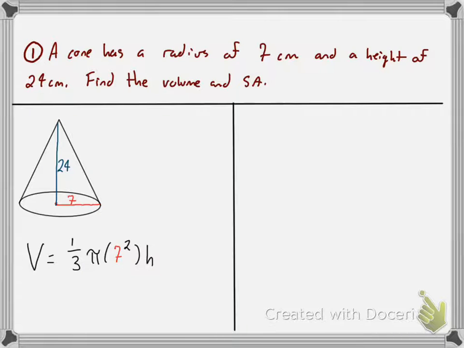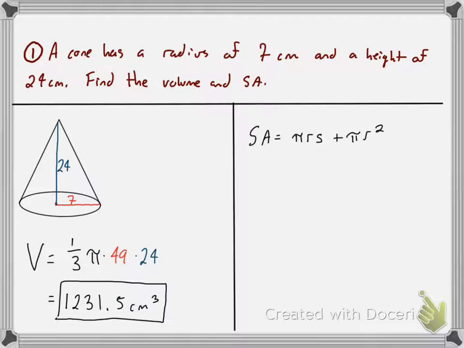So 7 squared is going to go in for my radius squared. That turns into 49. 24 is my height. When I multiply that all out, I end up getting 1,231.5 centimeters cubed.